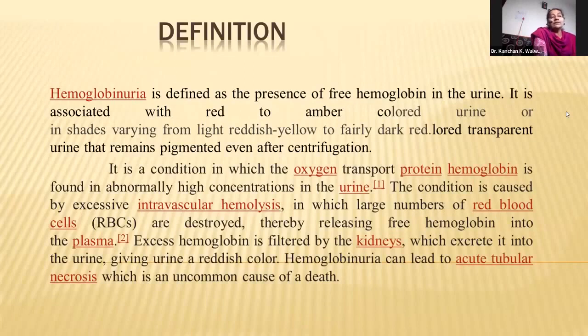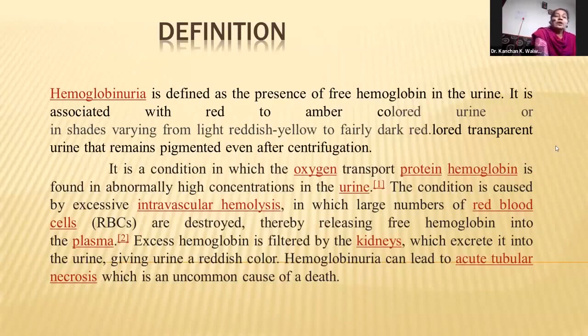It is as simple as that. So it is associated with red color or amber colored urine, or the shades may vary from reddish yellow to dark yellow, and the urine is transparent and it remains pigmented even after centrifugation. So this is one of the criteria where we discriminate between hematuria and hemoglobinuria. In hemoglobinuria, the color remains the same as it was early, even after centrifugation.